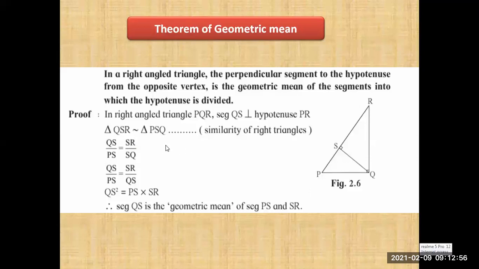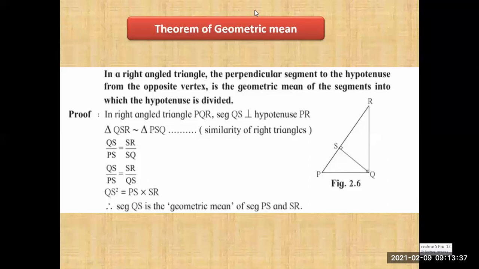Then, if two triangles are similar, then their corresponding sides are in proportion. So we write QS by PS is equal to SR by SQ. Simple. Write down their corresponding sides. Then QS by PS as it is, SR as it is, and we write SQ as QS. Very simple, SQ as QS. Then multiply it: QS square is equal to PS into SR. So this QS is the geometric mean of PS and SR.